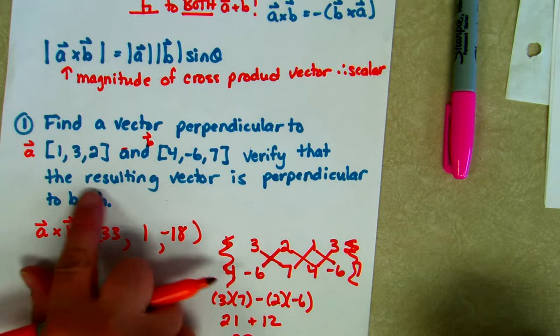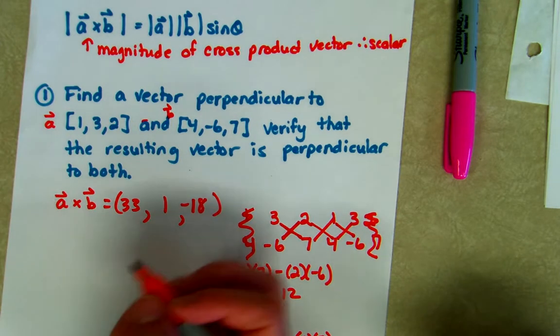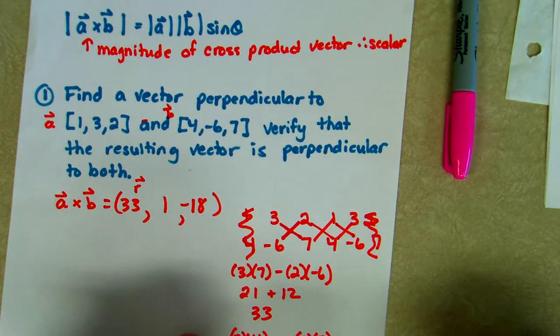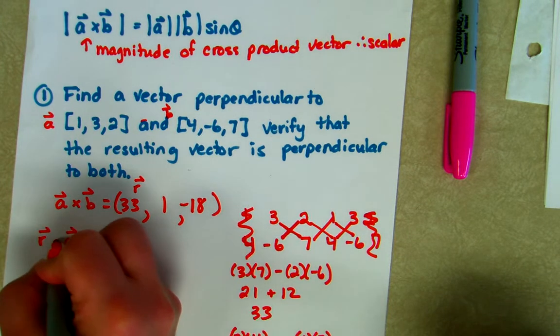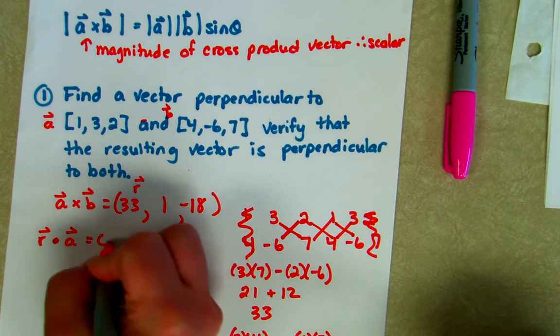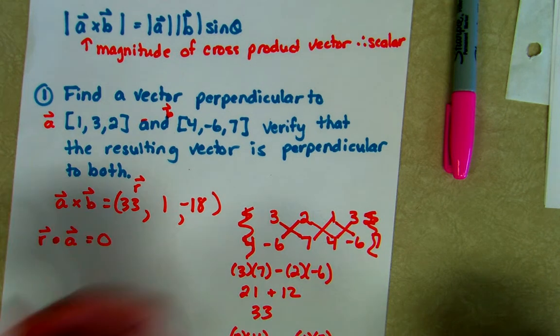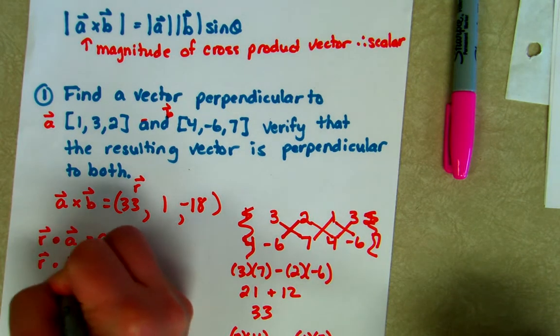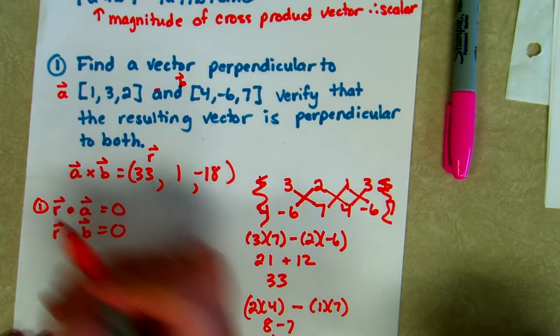Now they wanted to verify that the resulting vector is perpendicular to both. Well, hopefully, so I'm going to call this R for my resultant. If R is perpendicular to A, from the last section we talked about, that gives a dot product of 0. If the dot product is 0 and neither of the vectors is the 0 vector, it means the two vectors are perpendicular. So that also means that R dot B should equal 0 as well. So I'm going to do that one first.